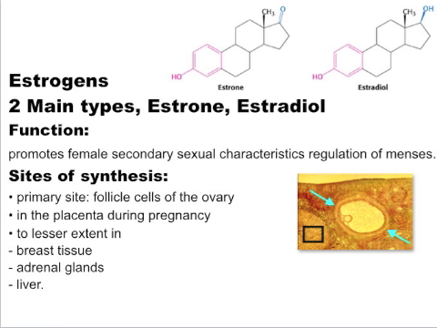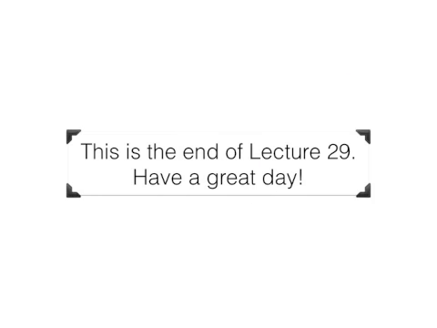Estrogens are also produced to a lesser extent in breast tissue, in adrenal glands in both sexes, and in the liver of both sexes. Additionally, in fat cells. This is the end of Lecture 29.